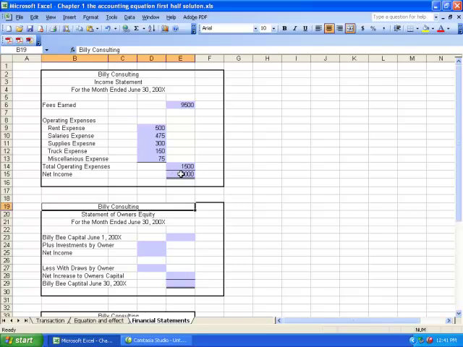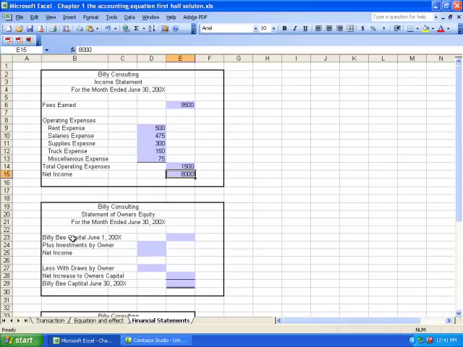Now we're going to need this number right here, the $8,000, in order to complete our statement of owner's equity. So remember this number. We're going to need to plug it in down here. That's why they must be prepared in a specific order, because in order to finish this financial statement, we need to get the number from this one first. So let's move on to the statement of owner's equity.